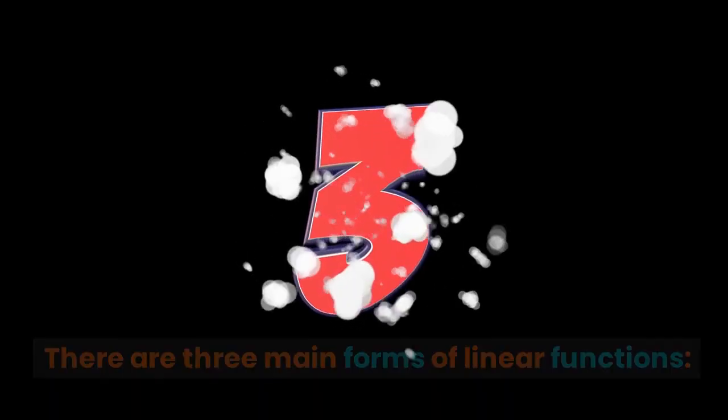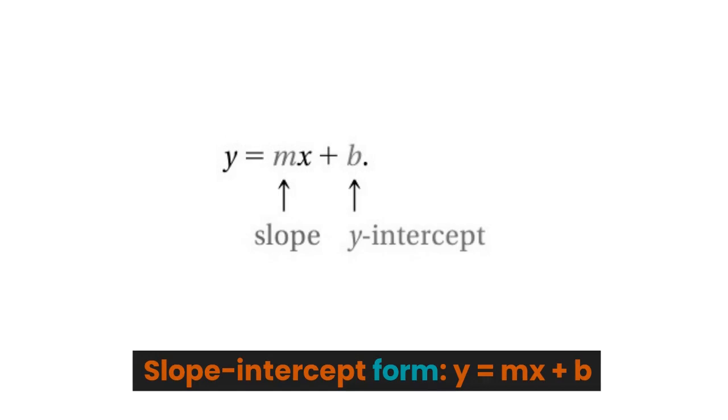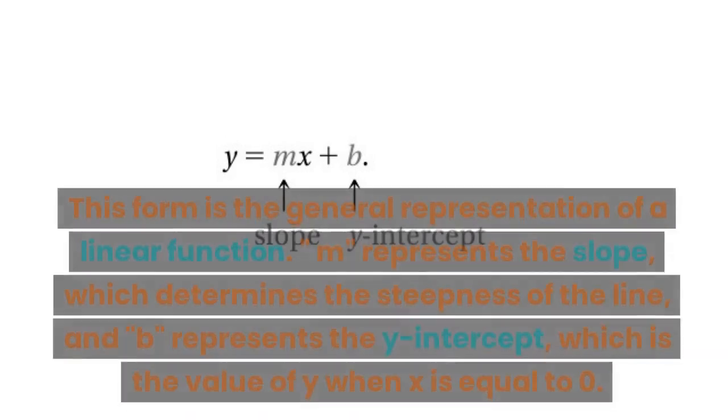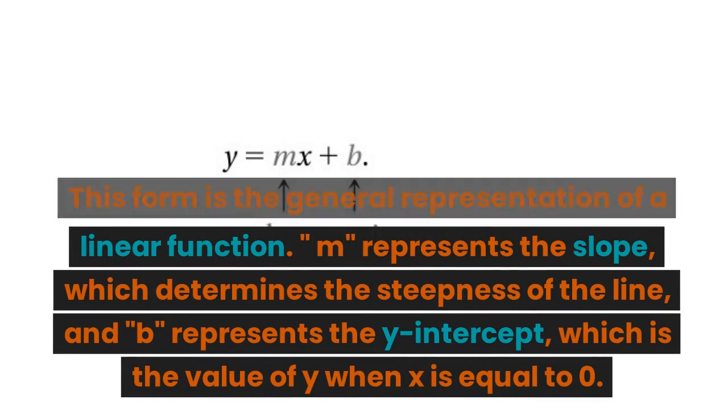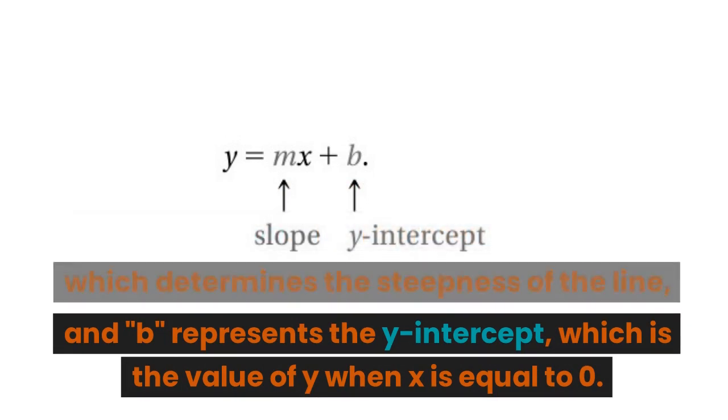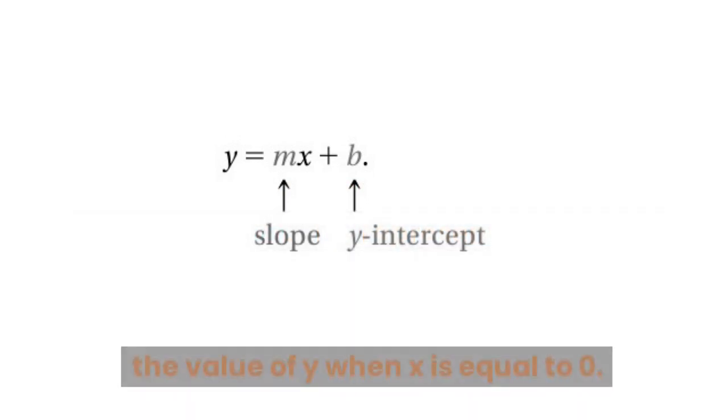There are three main forms of linear functions. Slope-intercept form, y equals mx plus b. This form is the general representation of a linear function. M represents the slope, which determines the steepness of the line, and b represents the y-intercept, which is the value of y when x is equal to 0.